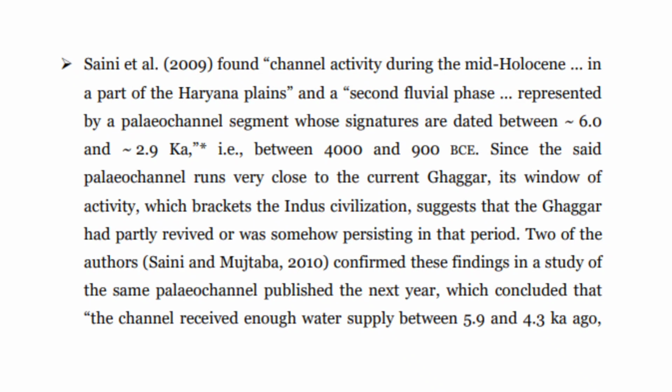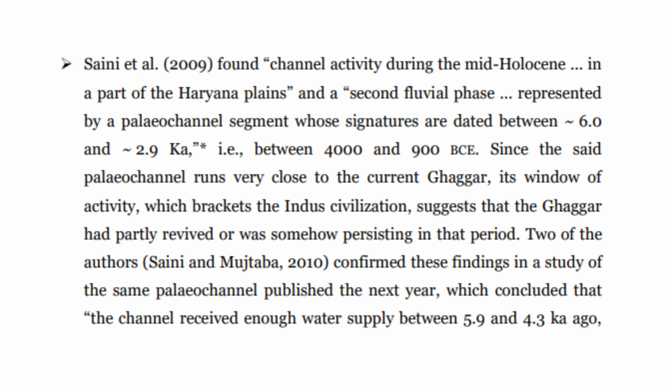found channel activity during the mid-Holocene in a part of the Haryana plains, and a second fluvial phase represented by a paleochannel segment whose signatures he found to be dated between 6,000 and 2,900 years ago, which they call kilo years ago. That means between 4,000 and 900 BCE in our terms. Said paleochannel runs very close to the current Ghaggar.